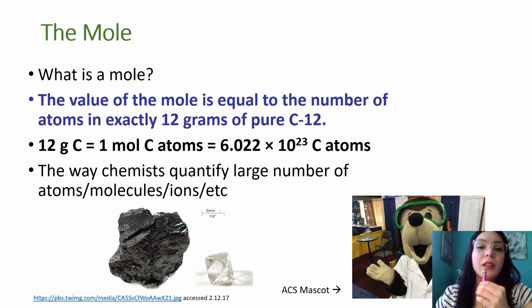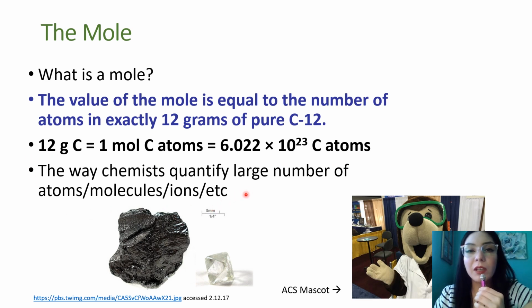So this number specifically, which I'm going to describe a little bit more in a second, is what a mole is equal to. The same way that 1 dozen is equal to 12, 1 mole is equal to 6.022 times 10 to the 23rd. And we use this number because it just makes it easier to quantify atoms, molecules, ions.